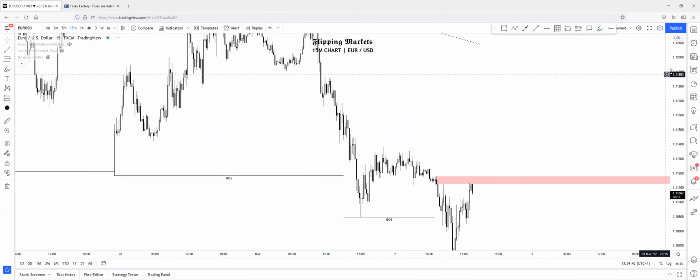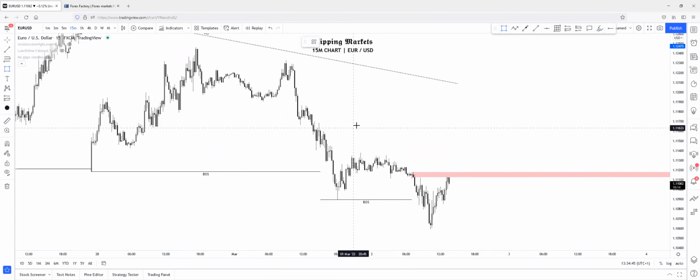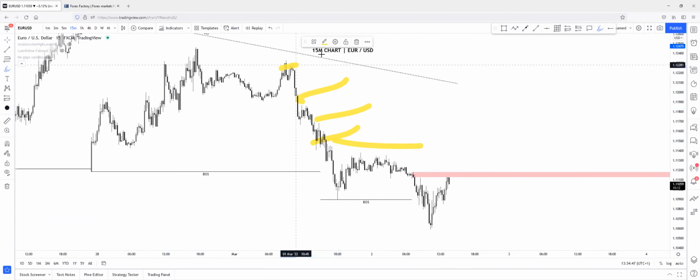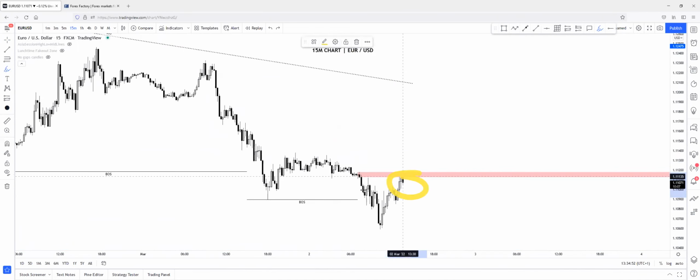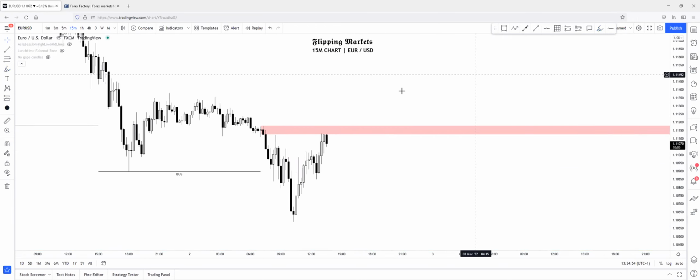I can literally mark out infinite supply zones in this region. I can mark out every single supply zone in this region, but that will be pointless. I'm just marking the less recent supply zone out. And the less recent supply zone is this one. We are expecting a reaction on this supply zone.